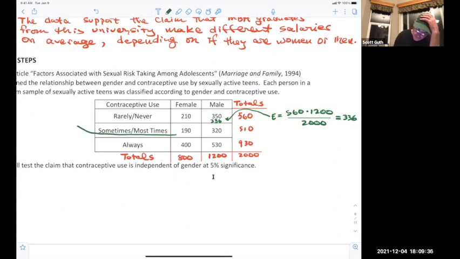Okay, so on that one, we observed 190. The row total is 510, the column total is 800, and the grand total is 2,000. So we multiply 510, that's row total, times column total, 800, over grand total, which I think was 2000. And if you do the math on that, I think we're going to get 204. So I'll squeeze that in down here.